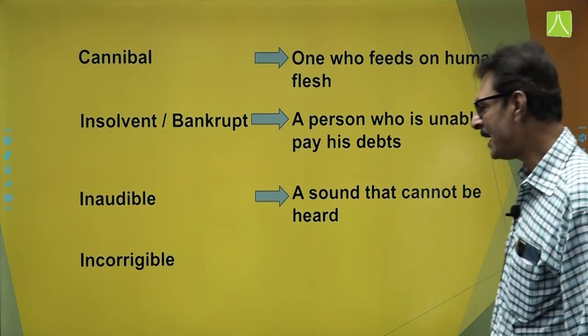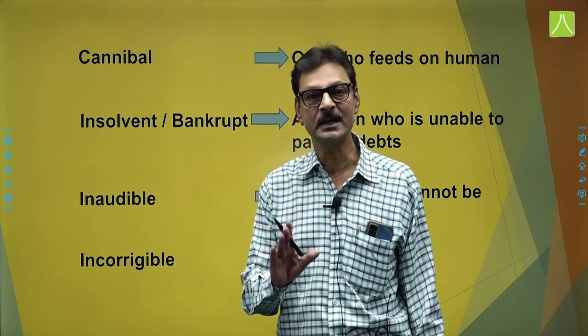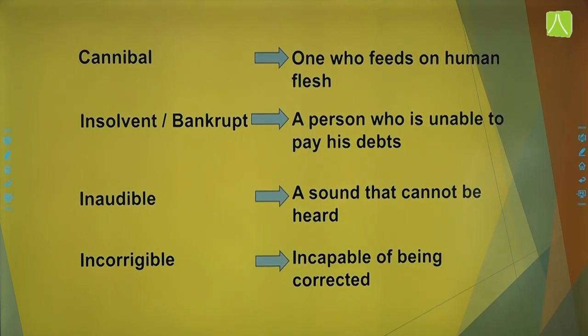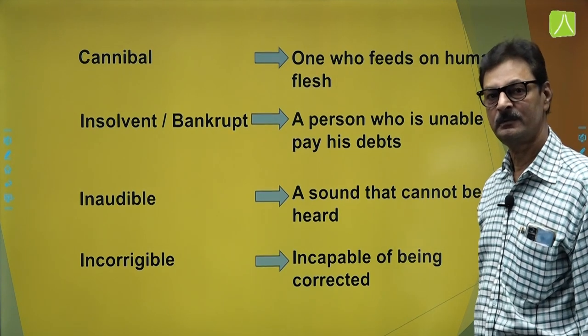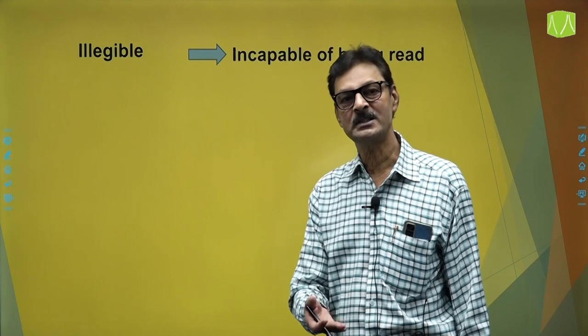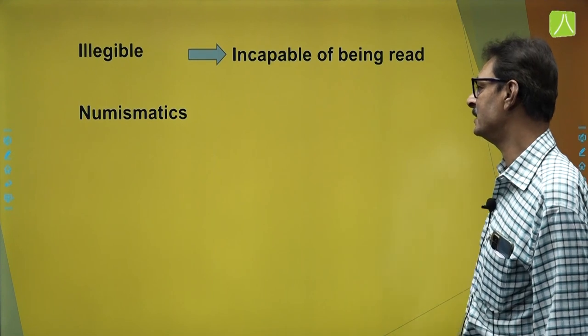Incorrigible, incorrigible, correct. Corrigible, correct. That which cannot be corrected, which we cannot reform, in which we cannot make changes. Yes, incapable of being corrected is incorrigible. Finally, some more words. Illegible, legible, related to read. Don't get confused with eligible. So illegible, that which cannot be read or understood. Which one can neither read nor understand, what is written, is called illegible.